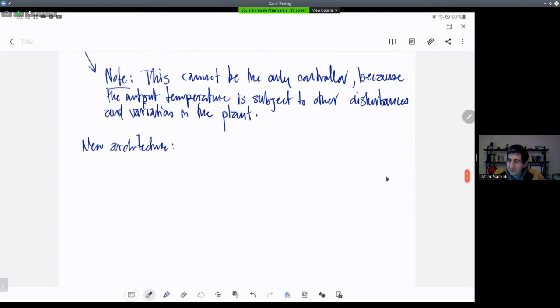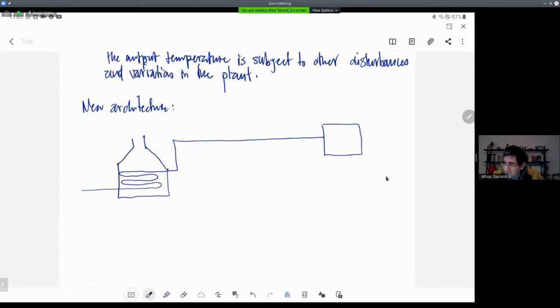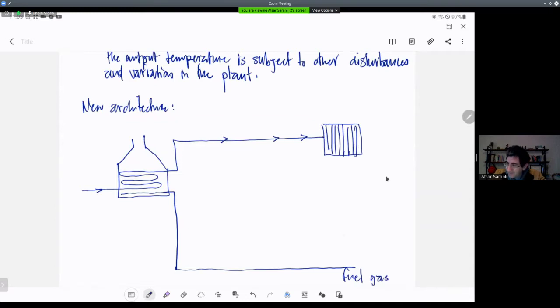So what we will have is the same kind of boiler. The plant is not changed. So we still have cold water coming in, being heated, and going to the heater. We have the fuel line, so fuel gas. We have the flow disturbance.